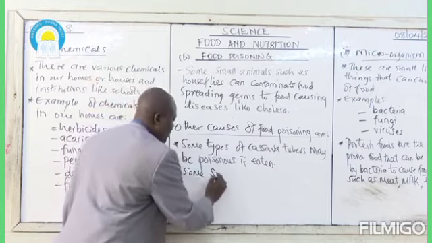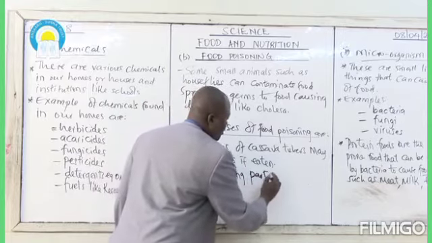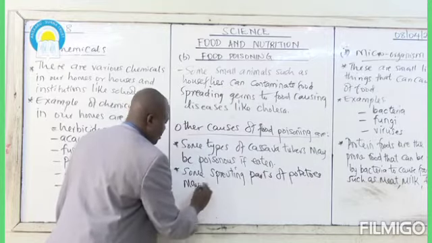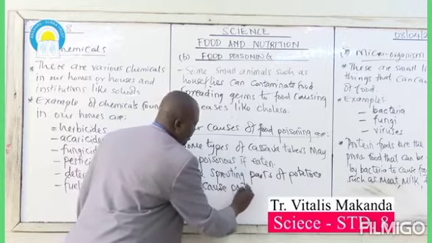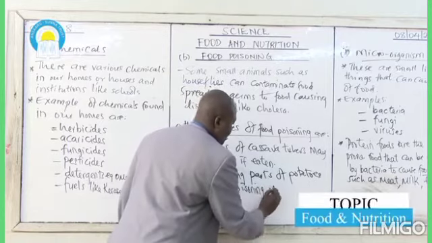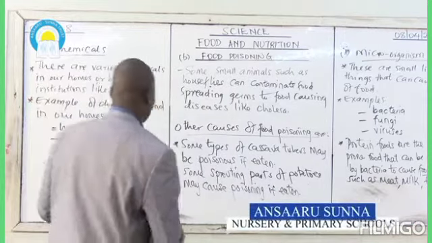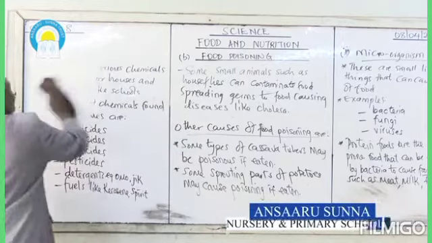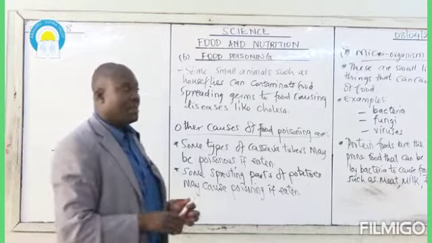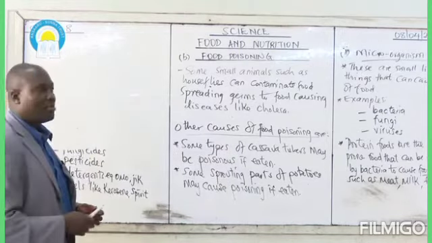Also, some sprouting parts of potatoes may cause poisoning if eaten. So those are some of the examples. Also, poisoning in food can be found if you cook beans without soaking; if you eat them after cooking, it will cause some rumbling of the stomach. That's another example of food poisoning.